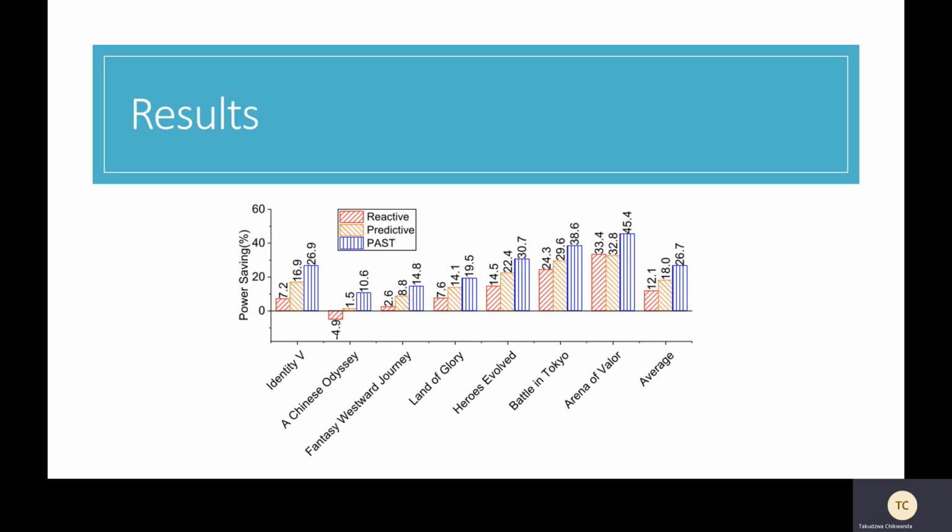So these are the results. On average, the prediction for abstract scenes from training is more efficient with 26.7% savings, which is better than the reactive governor and the predictive governor.